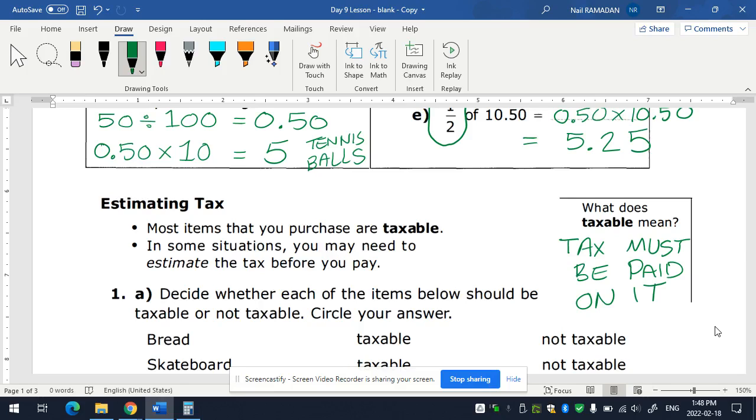Menu prices are just retail. When you pay full price, they usually add the 13%. Usually the 13%. Okay, taxable. In some situations, you may need to estimate the tax before you pay. When does that usually happen? I don't know. You're at Walmart and you're just getting some stuff, and you're running numbers quickly in your head, just thinking, am I going to have enough money, including tax, to pay for everything in my shopping cart?